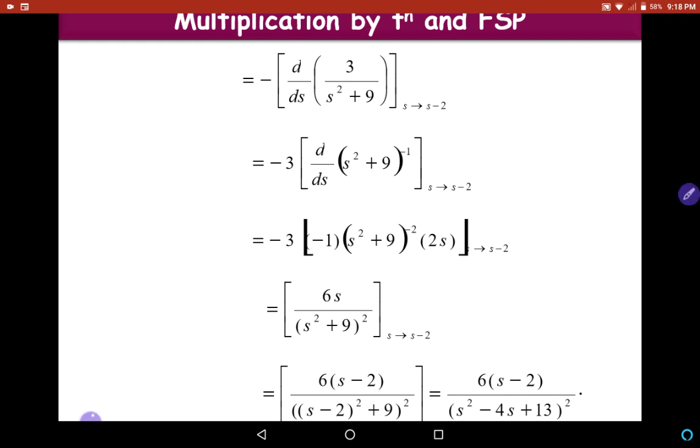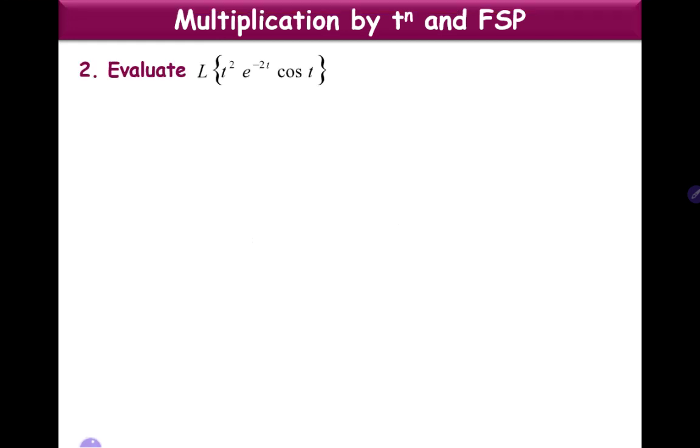Therefore L of t into e power 2t into sin 3t is 6 into s minus 2 by s square minus 4s plus 13 whole square. Let us look into the second one.